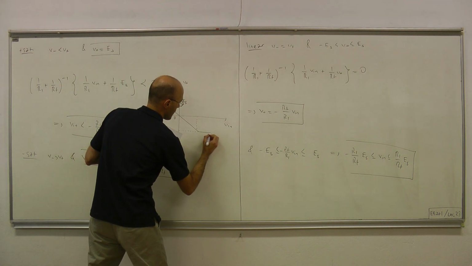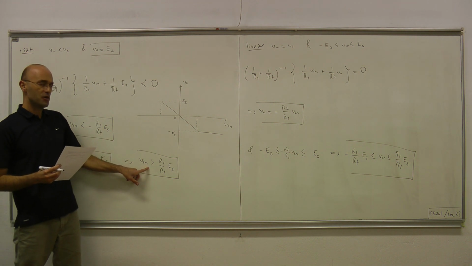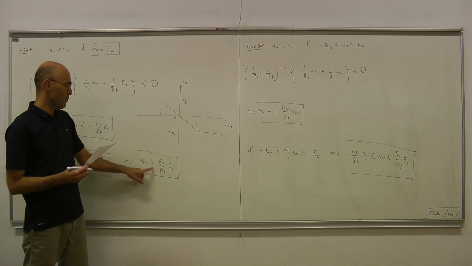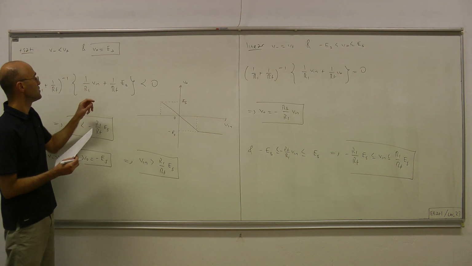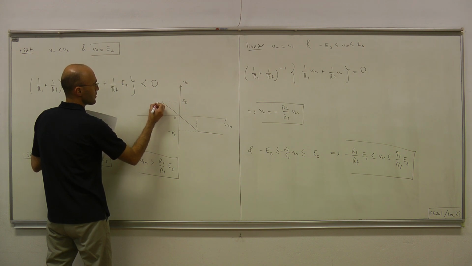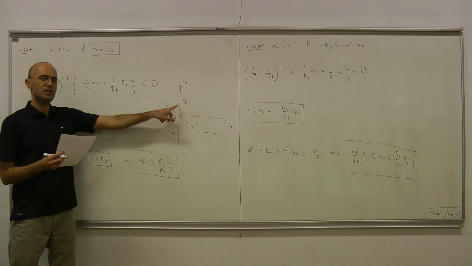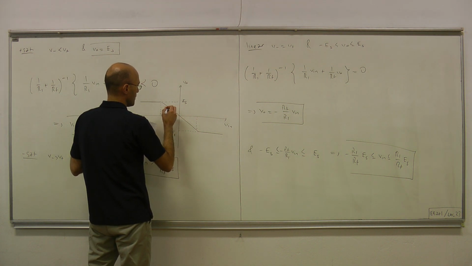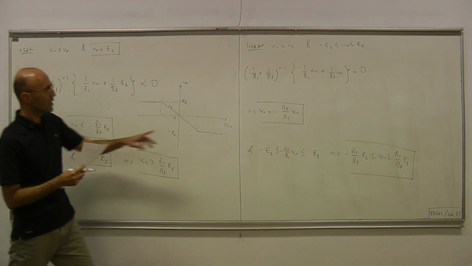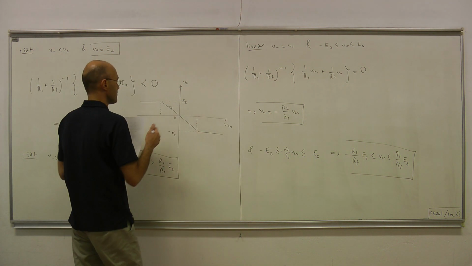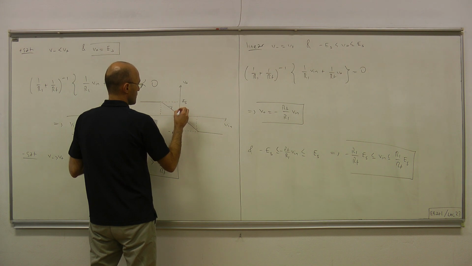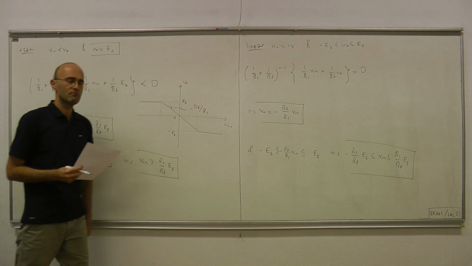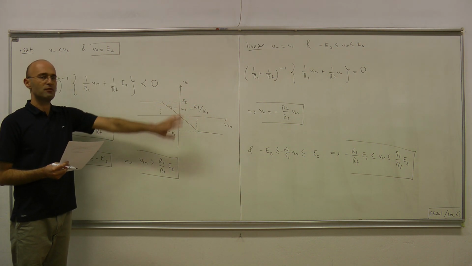Then, when V in is larger than something, therefore we're going toward the right, the op-amp is in the negative saturation region, and when V in is smaller than something, the op-amp is in the positive saturation region. And here the slope is minus RF over R. This is the input. This is the transfer characteristic.